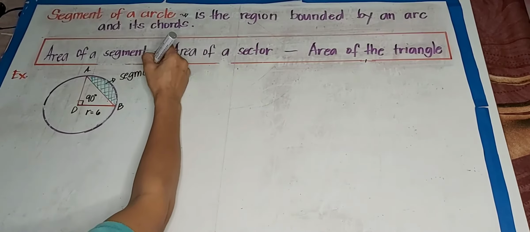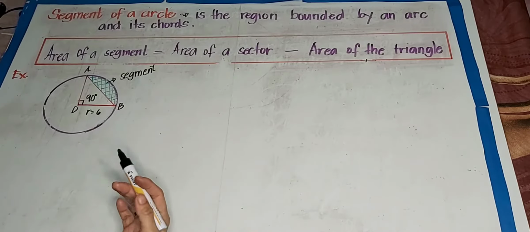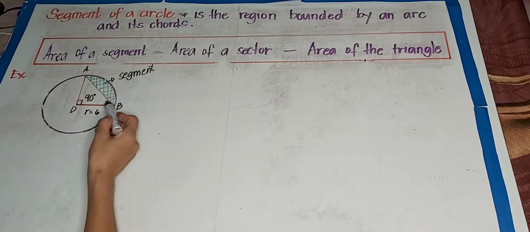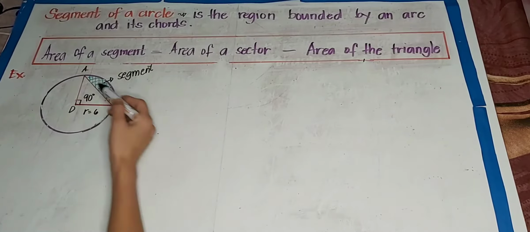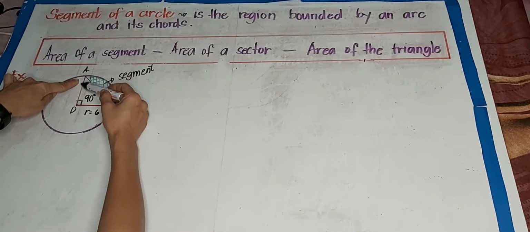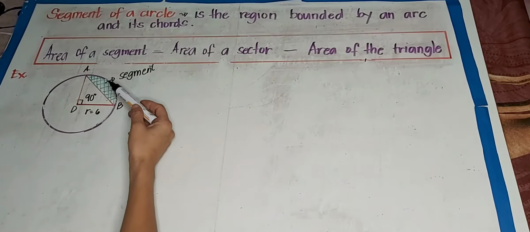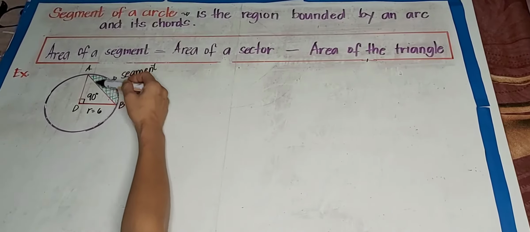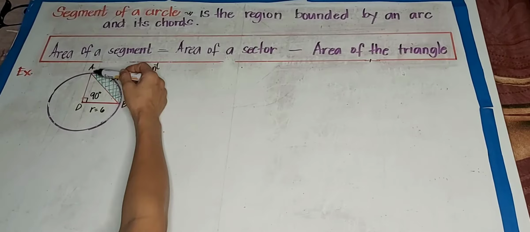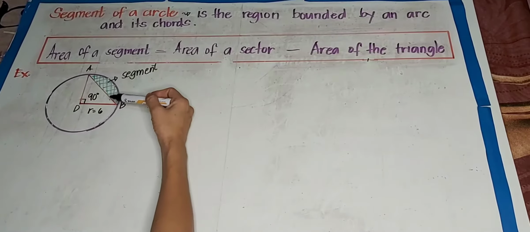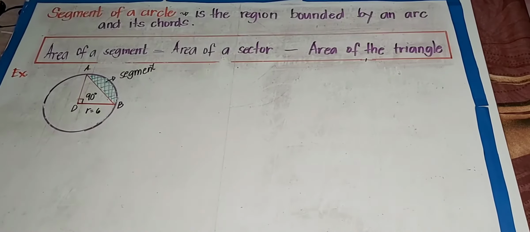Ayan. So, yung sector, yung buong slice mula dito sa AD, BD, ito yung sector. However, yung segment, ito lang siya, yung nandun lang sa pagitan ng arc at nung chord. Now, how to find the area of this segment?